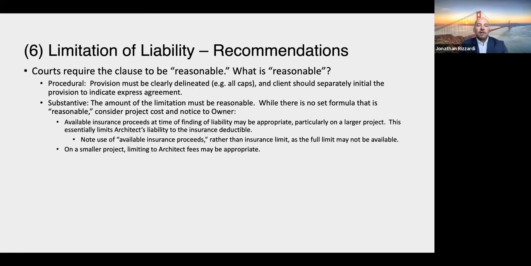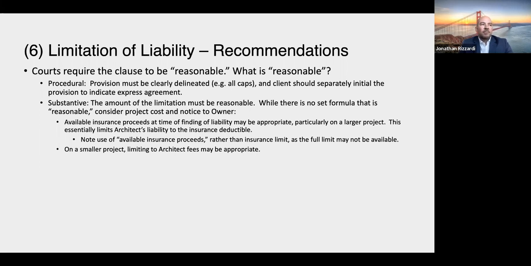So two issues here in terms of what is reasonable, and that's what the courts require. There is a procedural side and a substantive side. The procedural side is easier. The clause has to be clearly delineated, which is typically viewed for some reason as all caps, even though I think all caps is a lot harder to read than bold or italics, but they're always in all caps. And the client should separately initial the provision to indicate express agreement. So there's a little space for the client to sign or initial underneath that specific provision.